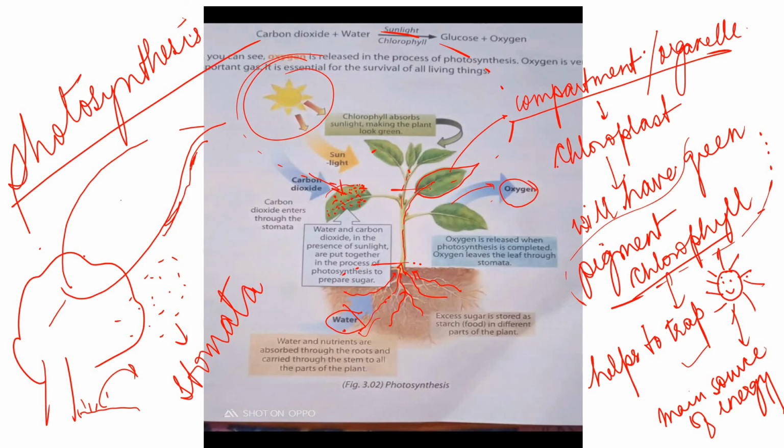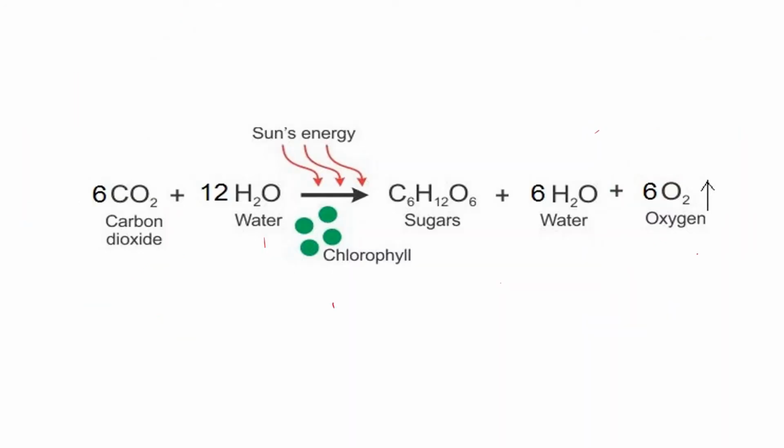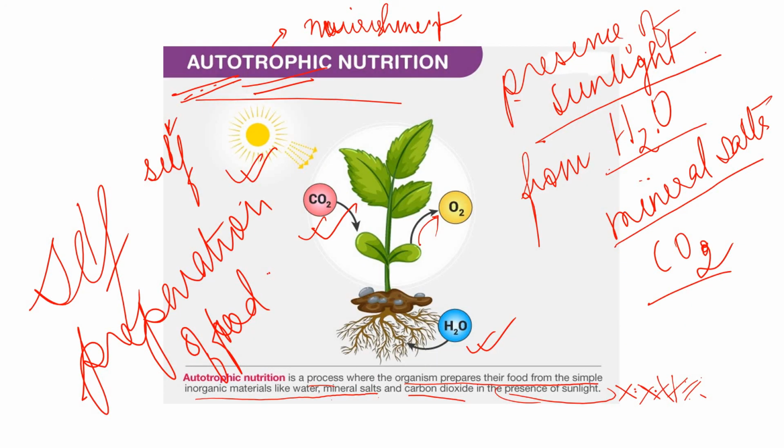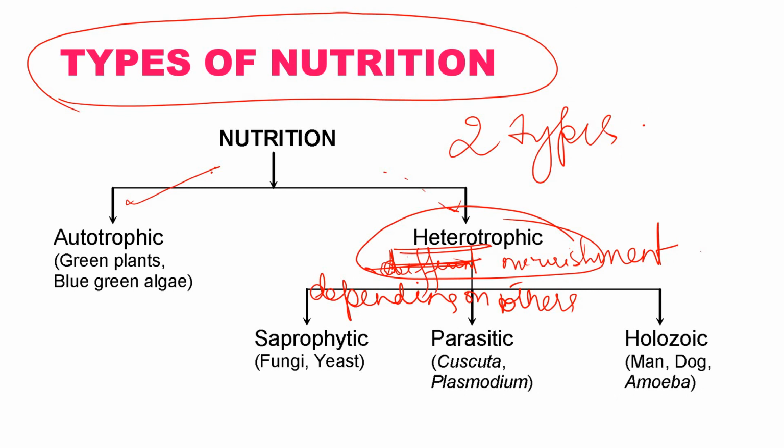That means, again I repeat, that certain plants are not capable of trapping sunlight because they do not grow in an area where they can get the sunlight properly. So for those plants to grow, they depend on other organisms for their food and nutrition. And whenever any plant or any organism depends on other organisms for its food, that nourishment or nutrition is called heterotrophic nutrition.